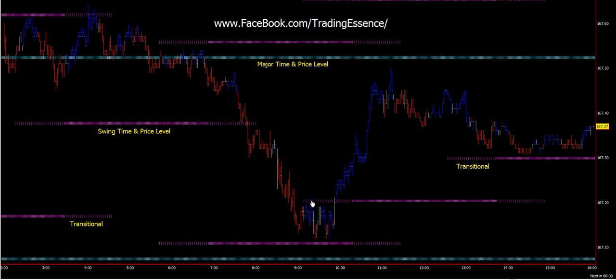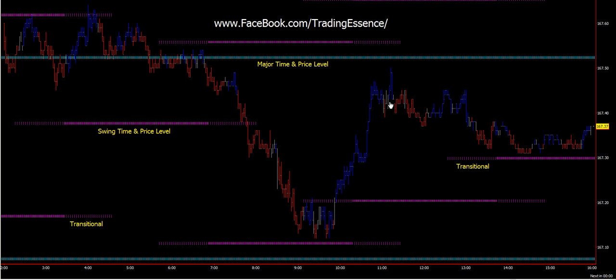So right here, we're starting to think that, well, maybe we're going to break lower again. But like I said, when you get in those transitional points, I don't really care which way it's going to break. I just know that we're in that portion of the chart and that a move is imminent. And the move in this case ended up being back up. And we came back up almost to the major time and price level.